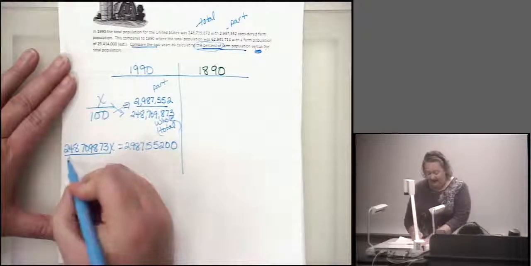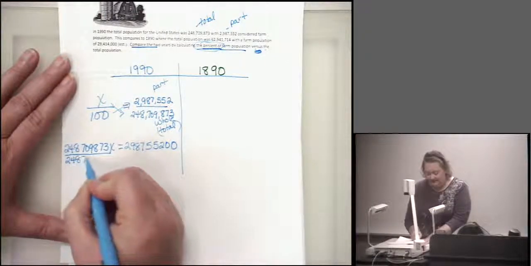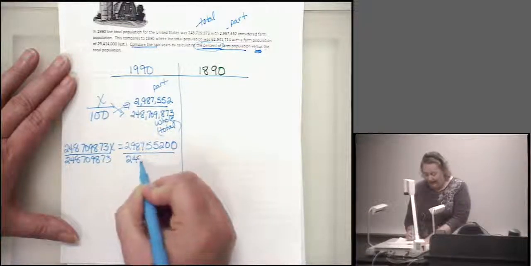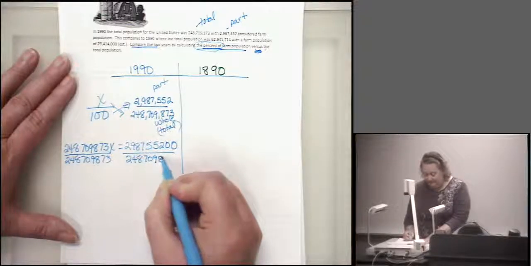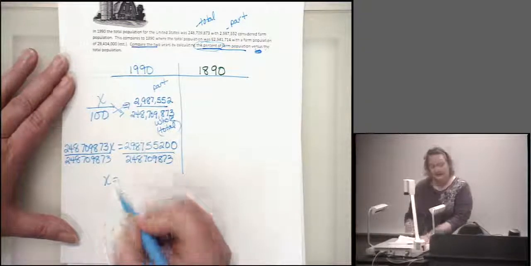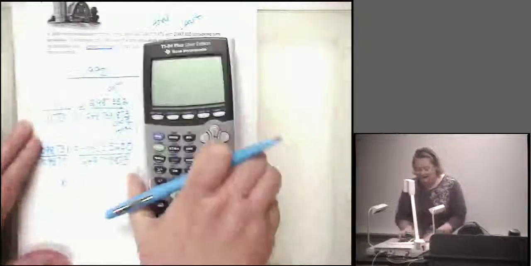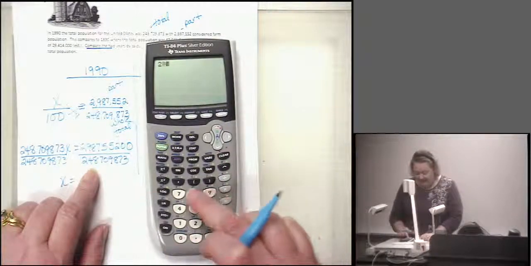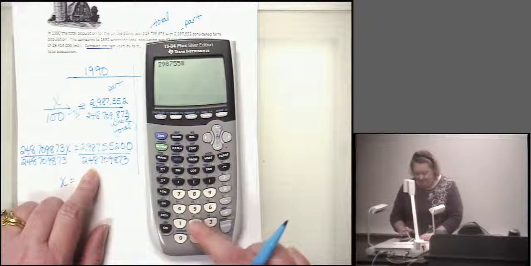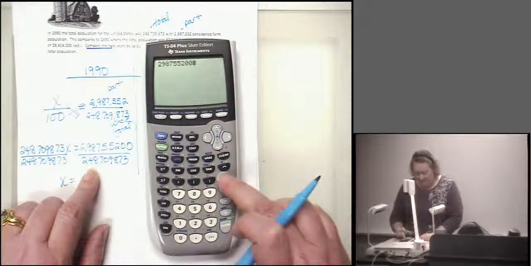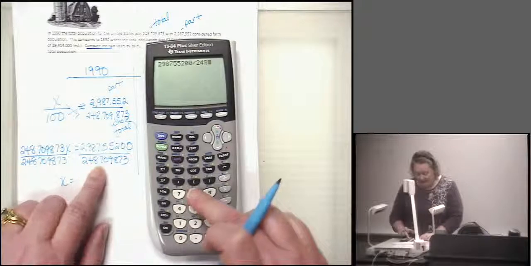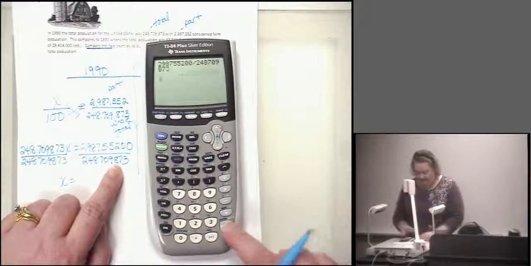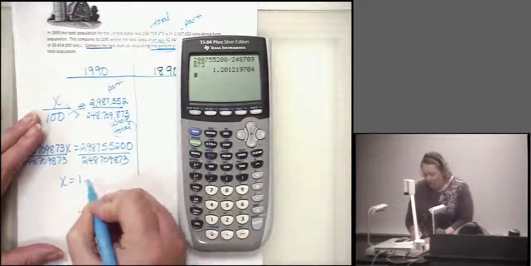And then I'm going to divide both sides by 248,709,873. It'll take longer to write it down than it will to type it in the calculator. Okay, let's clear that. 2,987,552 divided by 248,709,873. And we're going to get 1.20.